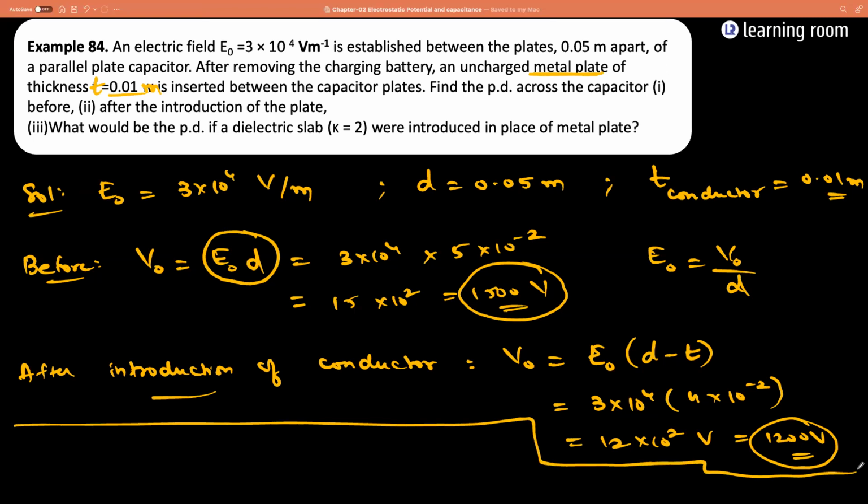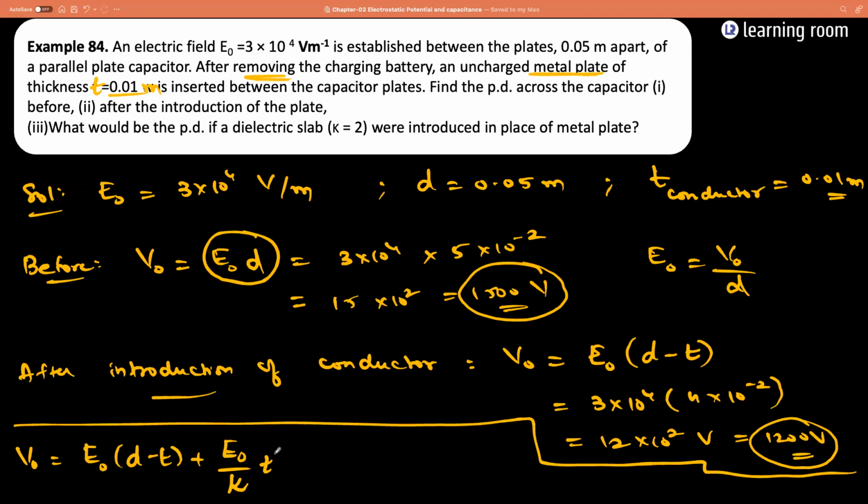The point to be noted is the battery is removed. So after the battery is removed, when you insert a dielectric plate, what is going to be the potential difference? So V will be equal to how much? E naught into D minus T plus E naught divided by kappa into T.